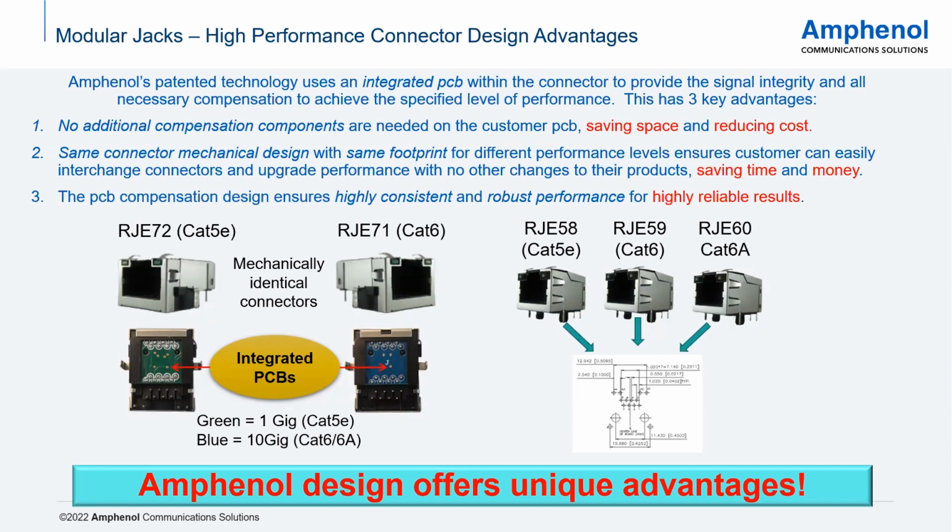So tomorrow, if any customer wants to change his application from a Cat5e to a Cat6 or a Cat6a, he doesn't have to change the PCB. He only needs to change the RJ, and it's only a family extension. For example, we have the RJE58 family, which is Cat5e. It just moves to RJE59 for a Cat6 and RJE60 for a Cat6a. It's as simple as that. What changes is the layers of the PCB, which gives us better performance as we move up the performance categories.